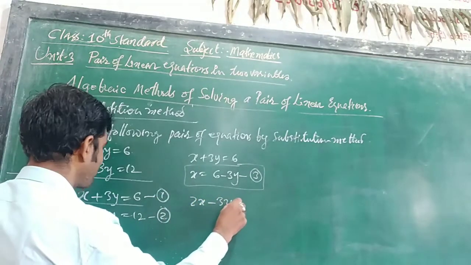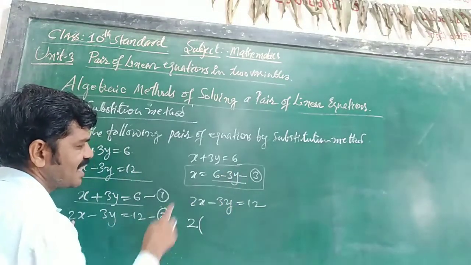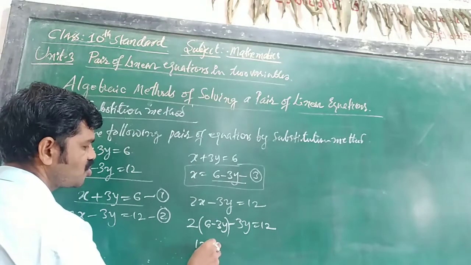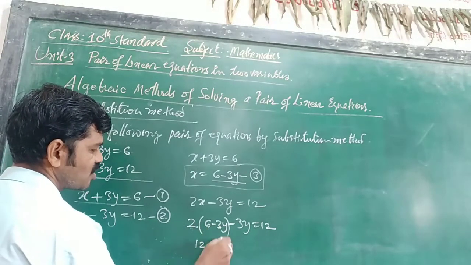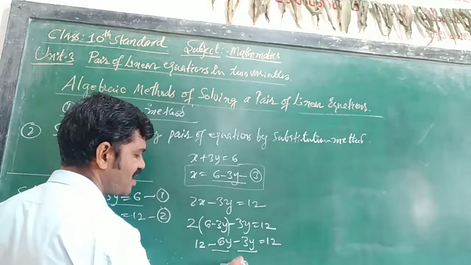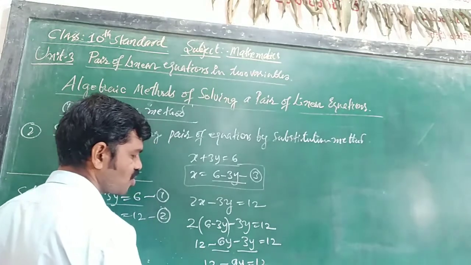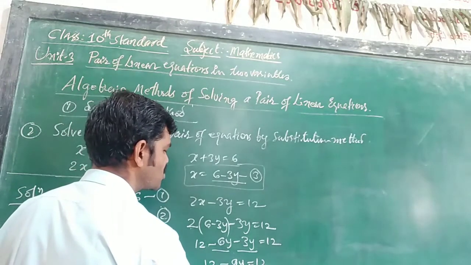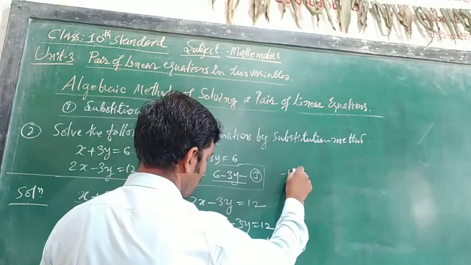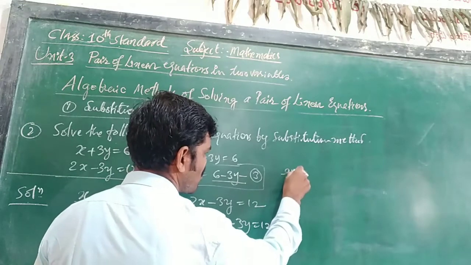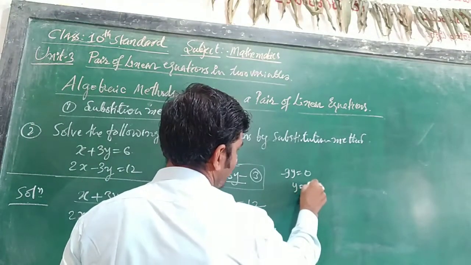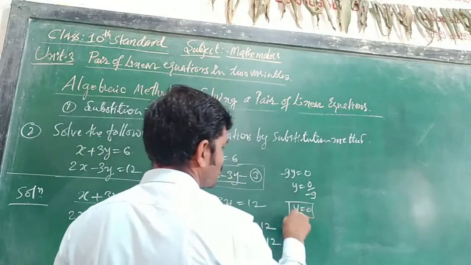Apply this equation 3 in 2. 2x minus 3y is equal to 12. 2 into, instead of this x, I write 6 minus 3y, minus 3y, is equal to 12. 2 into 6 is 12, minus 2 into 3y, that is 6y, minus 3y, is equal to 12. Minus 6y minus 3y is minus 9y, and 12 is there as it is. So minus 9y is equal to 12 minus 12, that is 0. Therefore, y is equal to 0 by minus 9, y is equal to 0. So this is equation 4.